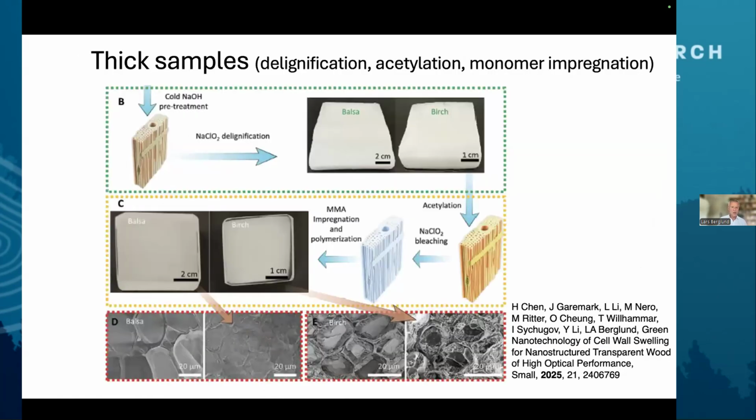So we managed to make a thick sample, 1 centimeter. We then can delignify without any problems, homogeneously. We acetylate in order to really reduce moisture absorption, and then we impregnate. And if you look at the micrographs where the arrows are, balsa has an almost perfect fiber matrix interface. It's more difficult to see for birch, but if you compare the two micrographs for birch on the right side, you can see that there is substantial cell wall swelling.